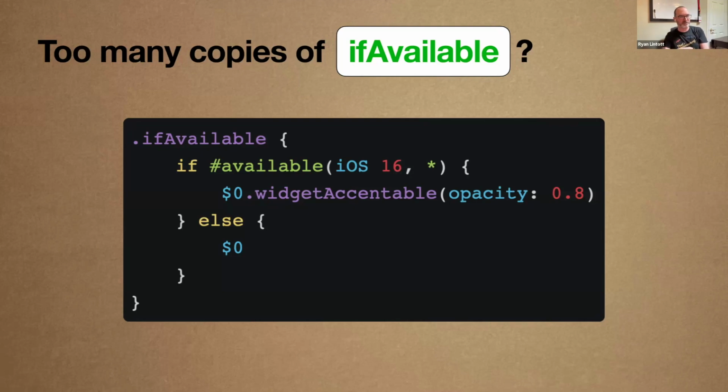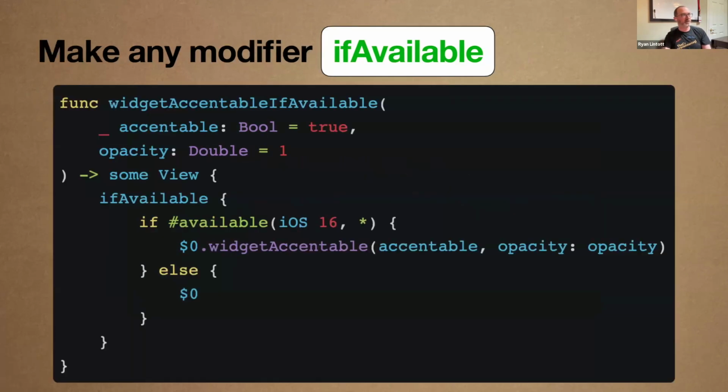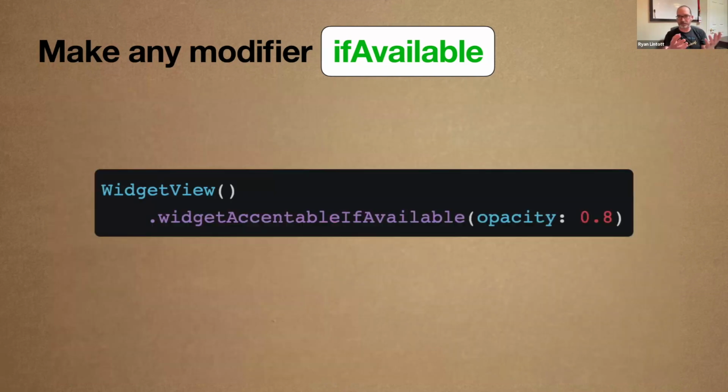So widget extentable was a cool new feature they added in iOS 16, but I have code that supports older than that. So I want to apply it in different places throughout a lot of different widgets. So why not make a widget extentable if available extension and use that one instead? So inside that, I use the if available. I have the same code you saw previously, and I pass through all the parameters to the function. So when you end up using that in some situation in your code, you just have that one line.